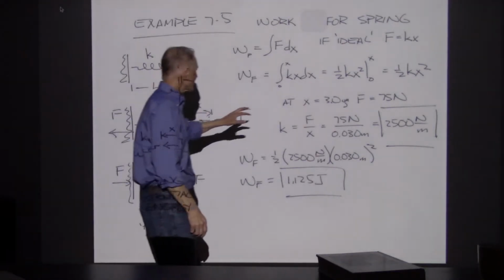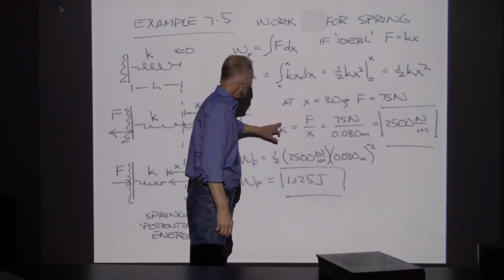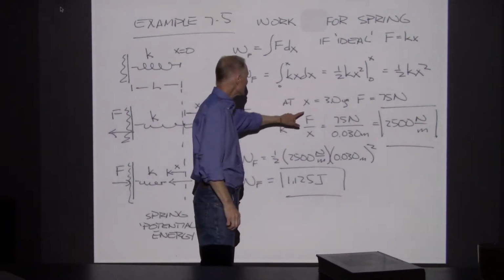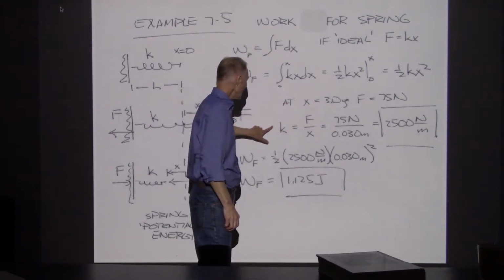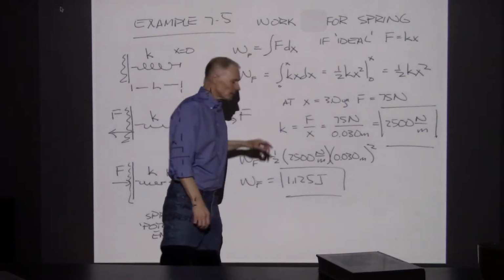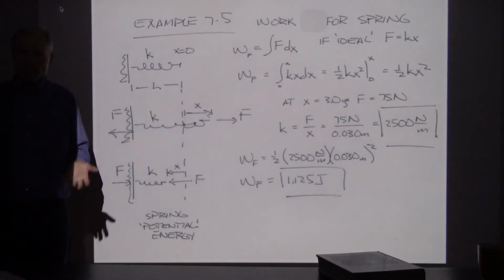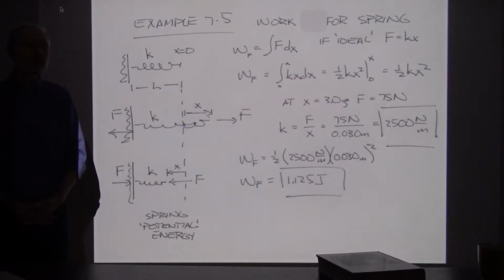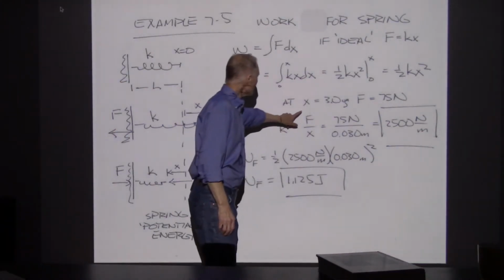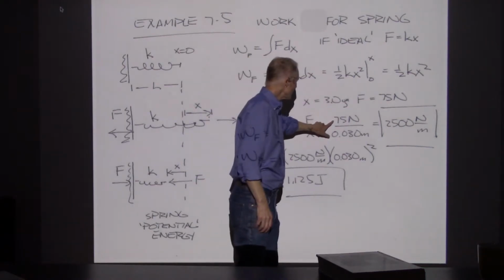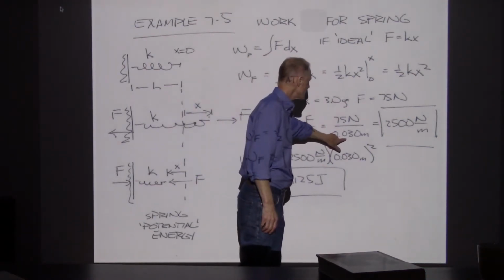So I'm going to take that F equals kx. Notice it's not minus kx. F is equal to k times x. That means I could calculate a force constant, the spring constant, using the information that they have provided. That would be the force divided by x: 75 newtons divided by the 3 centimeters.